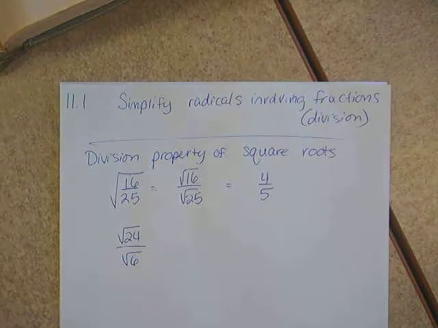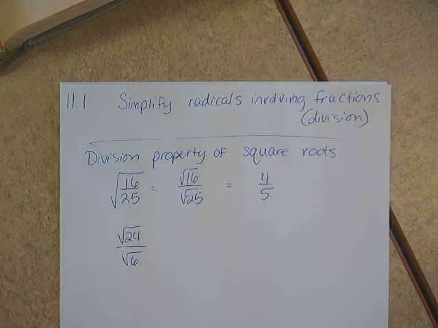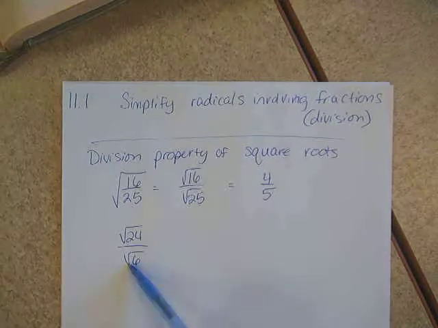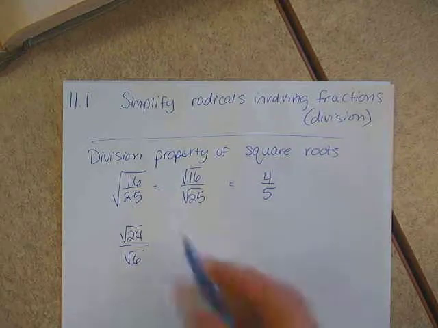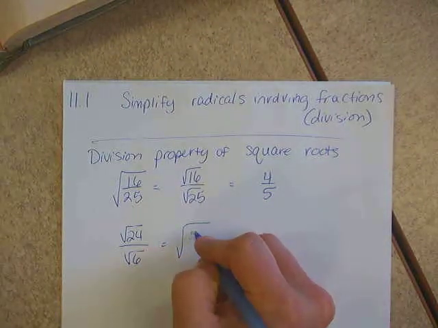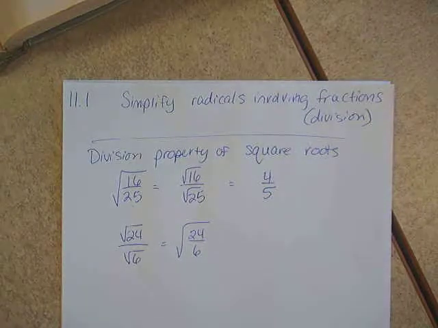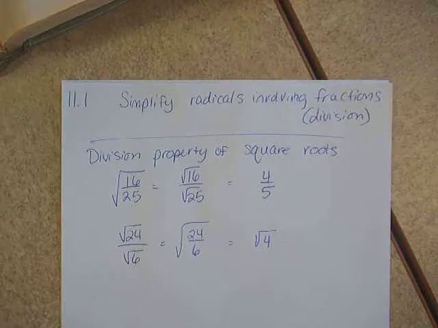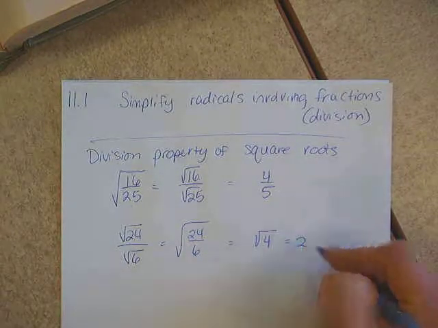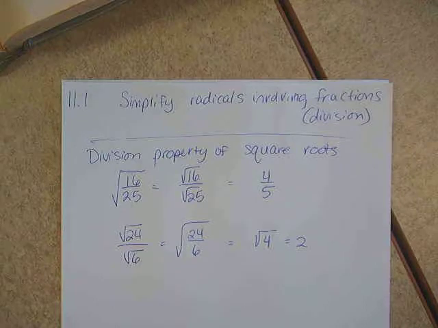For instance, if you have the square root of 24 over the square root of 6, each one individually may or may not be able to be simplified, but if you look at the whole fraction, the big picture, you see 6 goes into 24, so it is better for us to put it back together and say that's the square root of 24 divided by 6, because we can divide 24 by 6, right? So we do the division, we get the square root of 4, which is 2.